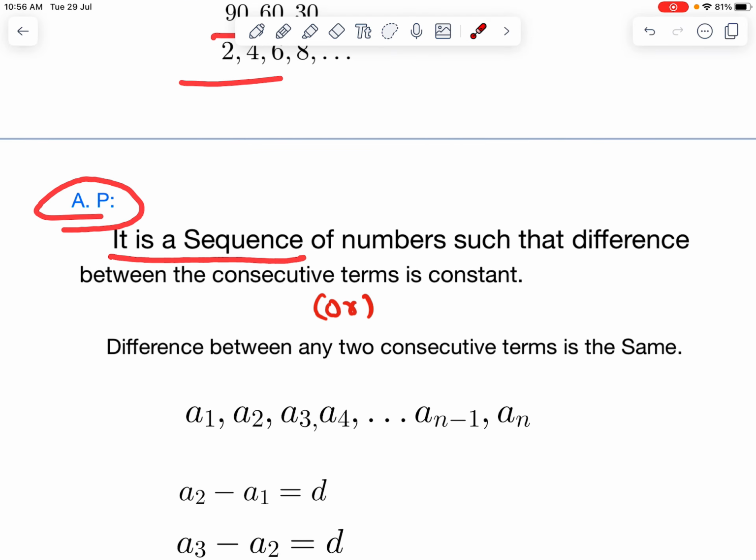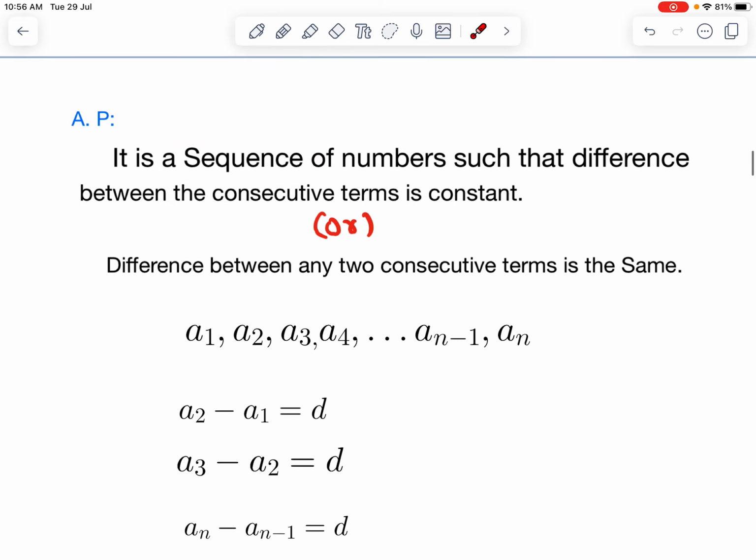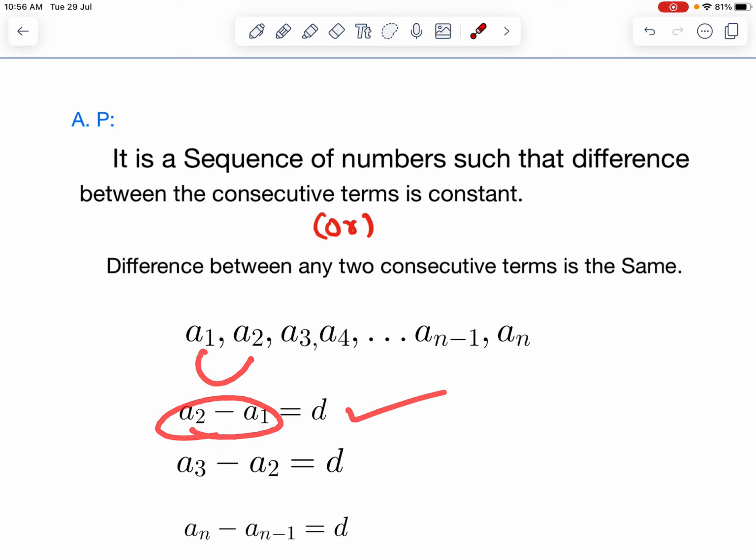Now I am discussing the arithmetic progression, AP. It is a sequence of numbers such that the difference between two consecutive terms is constant. You can observe the example A1, A2, A3, A4, and so on, An minus 1, An. What is meant by consecutive terms? These two are consecutive terms. A2 minus A1 is equal to constant D. A3 minus A2 is equal to constant D.